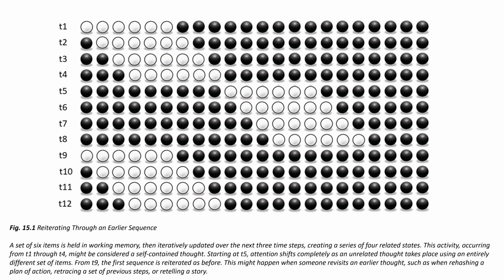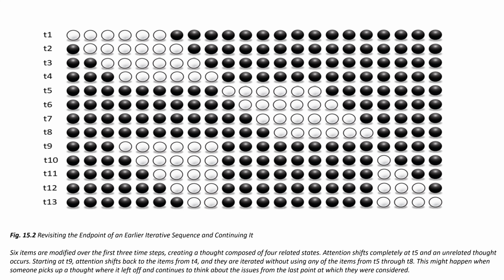So this figure shows someone having a thought, followed by an unrelated thought, but then they return to the first thought as before. This might happen when someone revisits an earlier thought, such as when rehashing a plan of action, retracing a set of previous steps, or retelling a story.